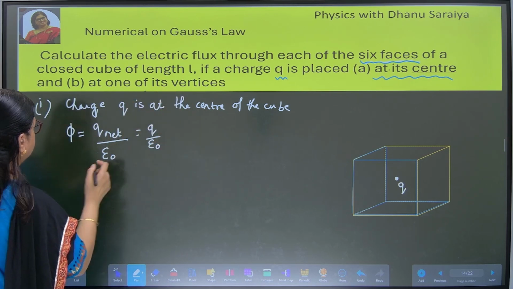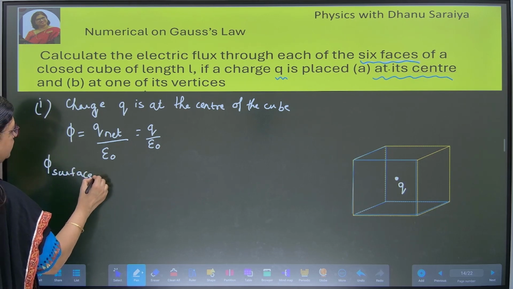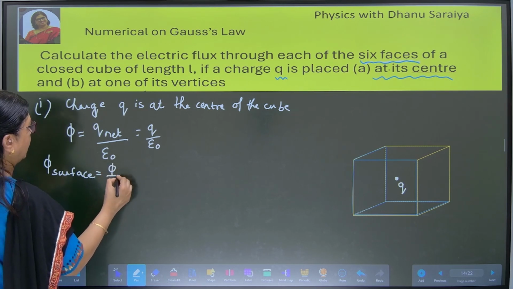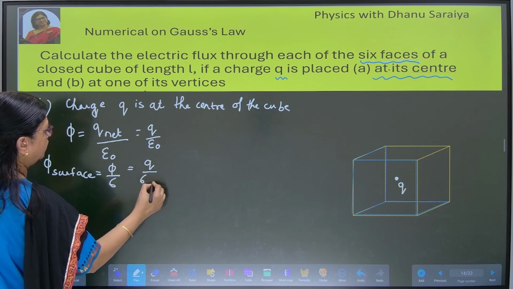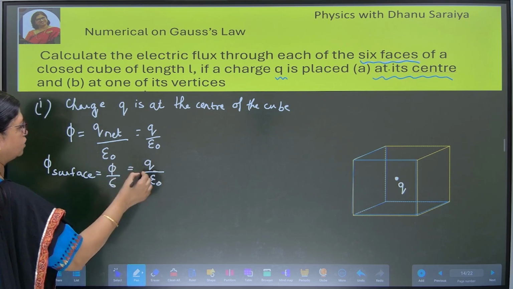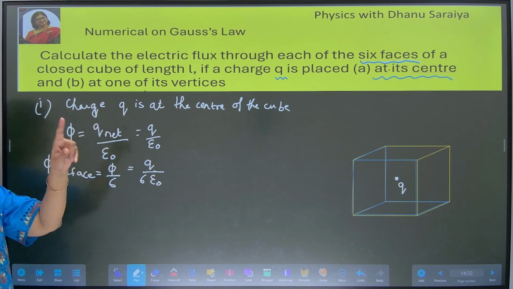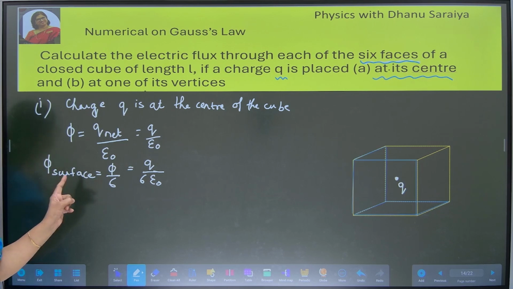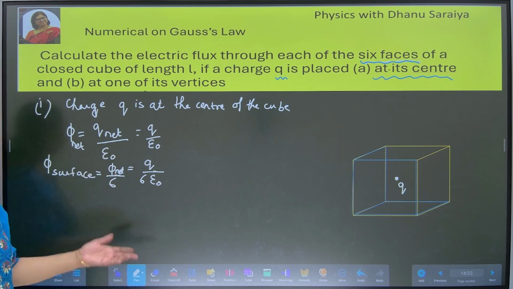Now they are asking for each surface. So phi for each surface. How many surfaces are there? 6. So we have to divide phi by 6. So what answer do we have? Q upon epsilon naught into 6, that is 1/6 of Q upon epsilon naught. This is the flux formula for the charge kept at the center. There are 6 surfaces, so the flux for each surface is 1/6 of phi net, that is phi net upon 6. So this is our first bit answer.